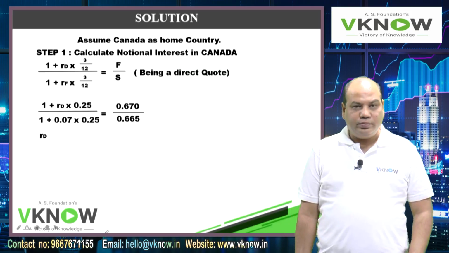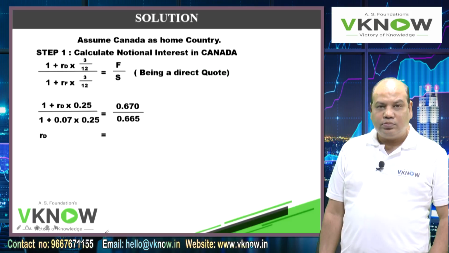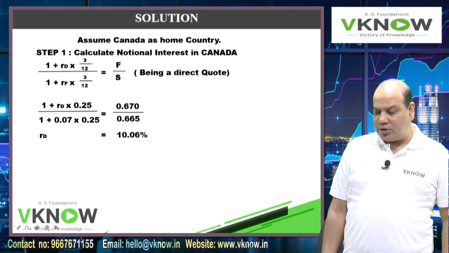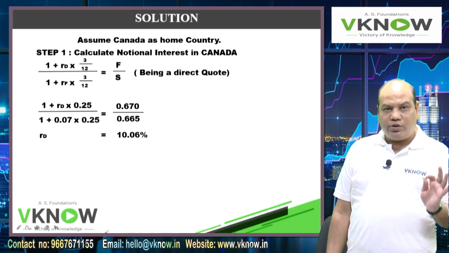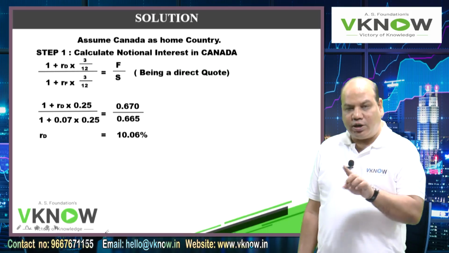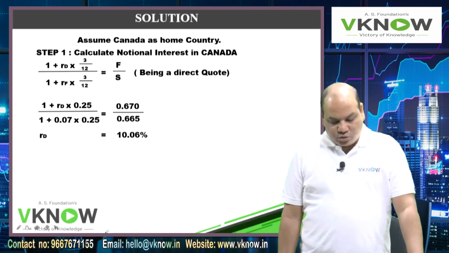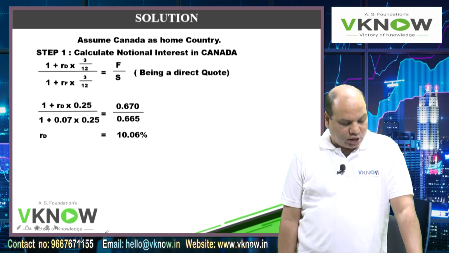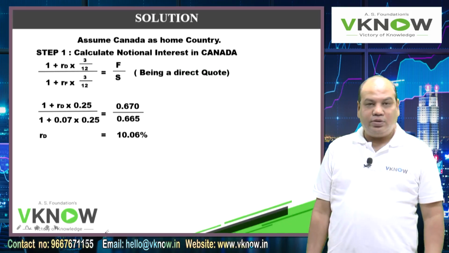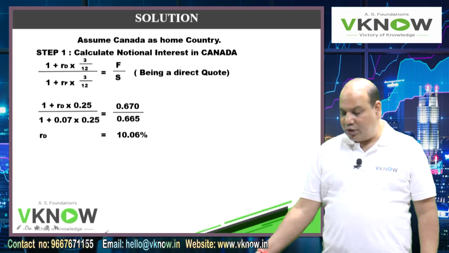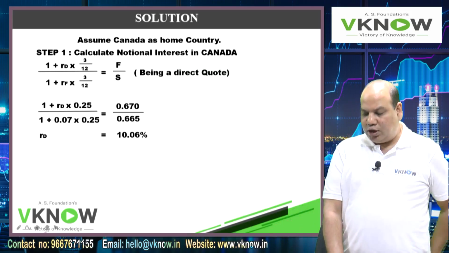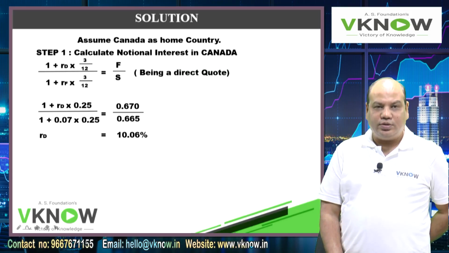After you solve it, check the answer. RD should be equal to 10.06% per annum. Per annum also, right. So in Canada, the interest rate should have been 10.06%. Should have been. And what is the actual interest rate in Canada? 9%. Canada is offering a 9% interest rate actually, but it should have offered 10.06%.